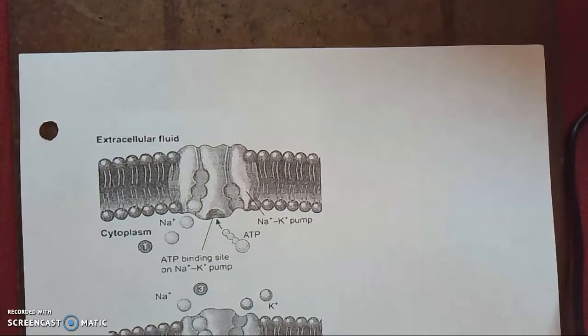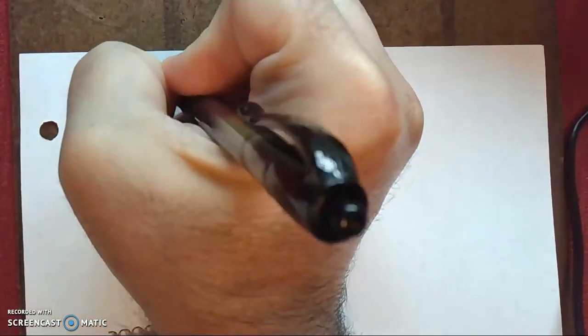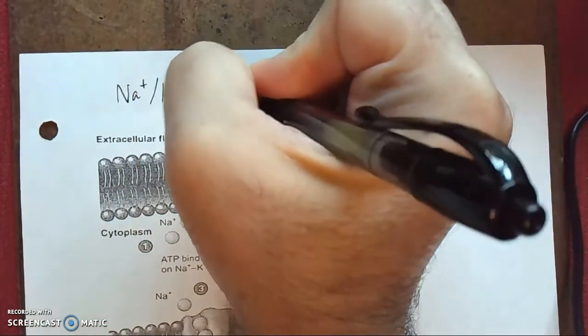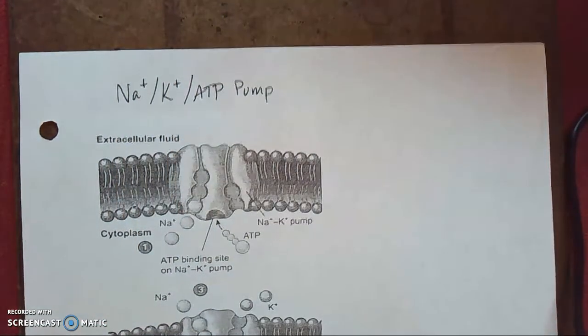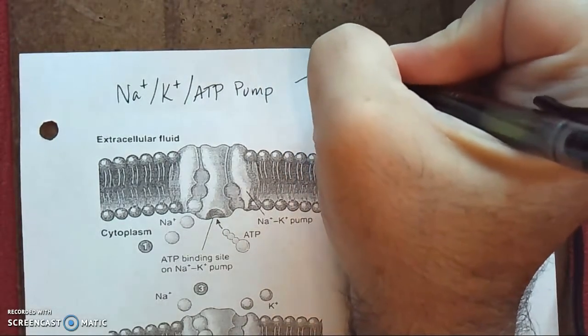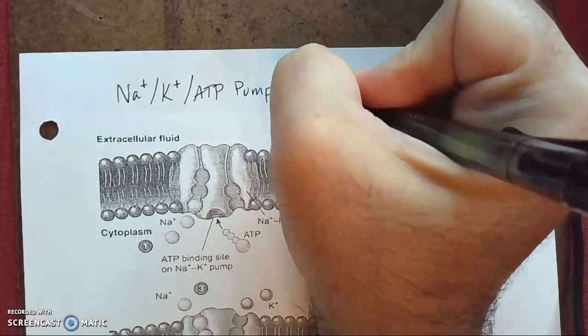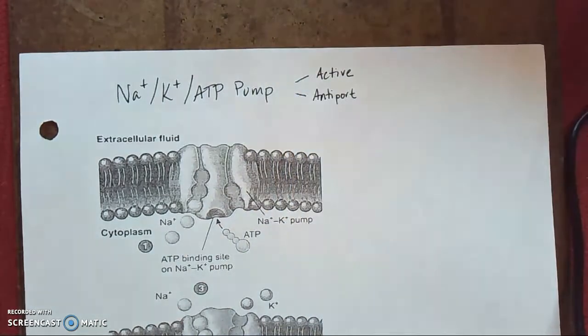mediated transport in all cells. And this is the sodium potassium ATP pump, sometimes just called the sodium potassium pump. This is classified as active, which means that we need energy for this to occur. So this pump runs on ATP. It is also antiport. So that means that as one thing moves in, another thing moves out. So the substances travel together, but in opposite directions.